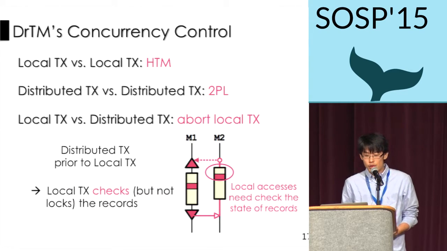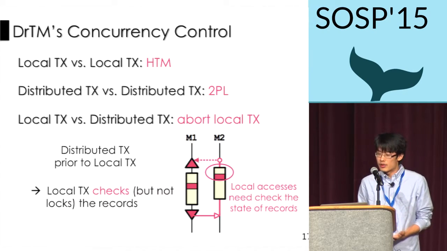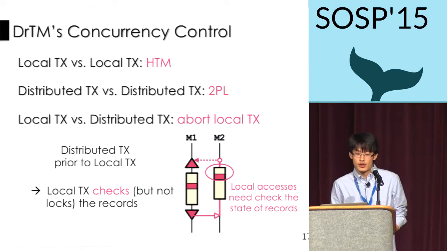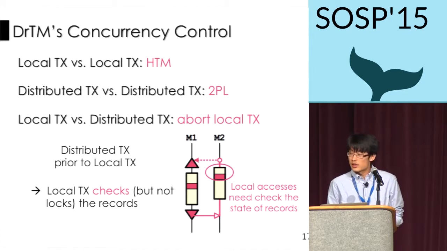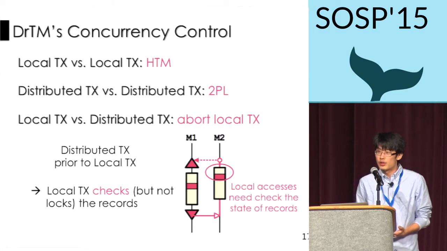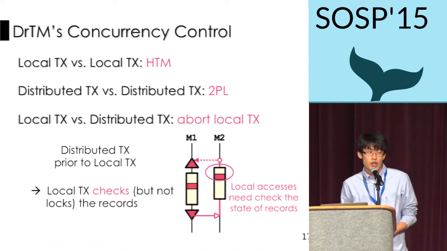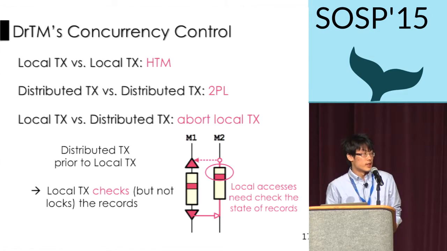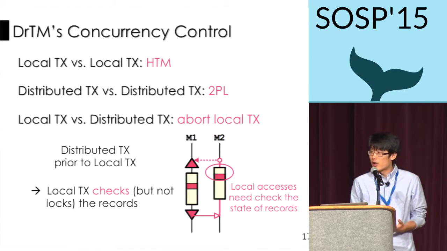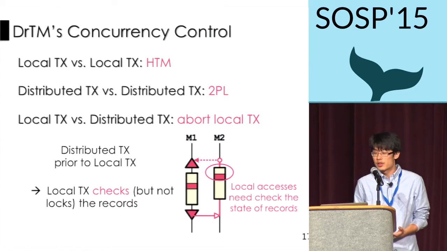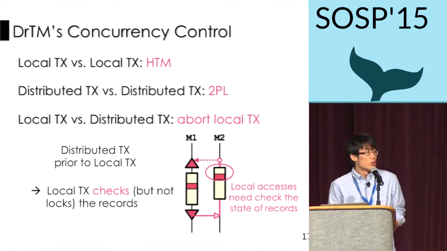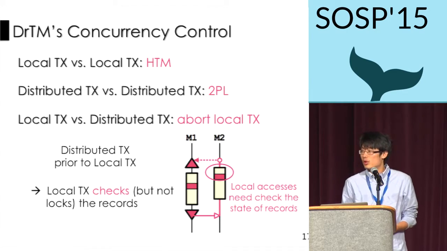And the second scenario, where a distributed transaction is prior to a local transaction. At this time, the local transaction needs to check whether its data record has been locked or not, so as to detect remote conflicts. However, this check is very simple since we only need to check whether the data is locked. A local transaction does not need to lock the data record.